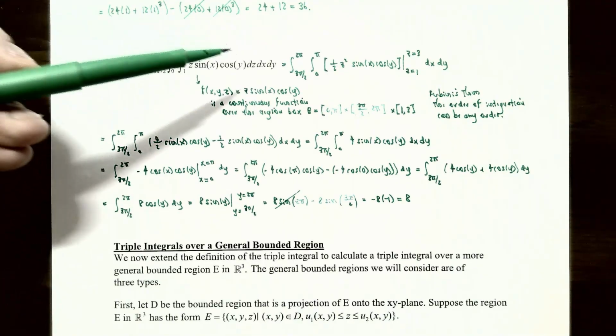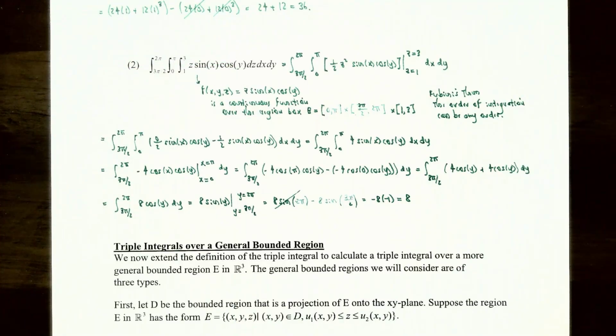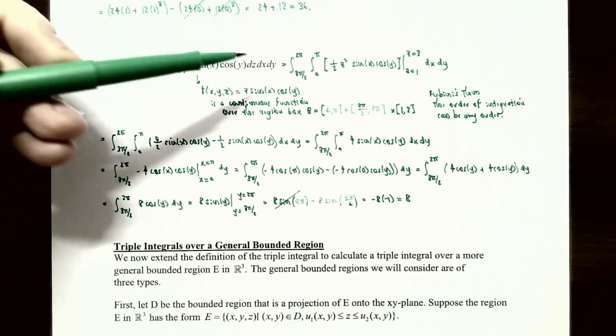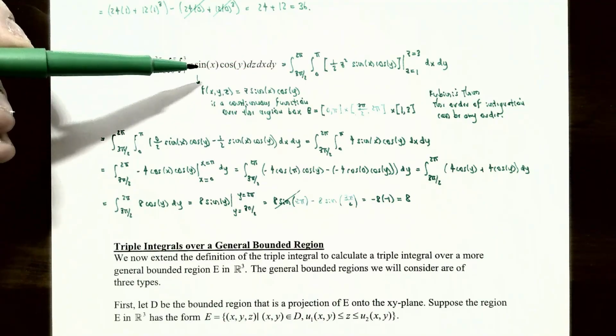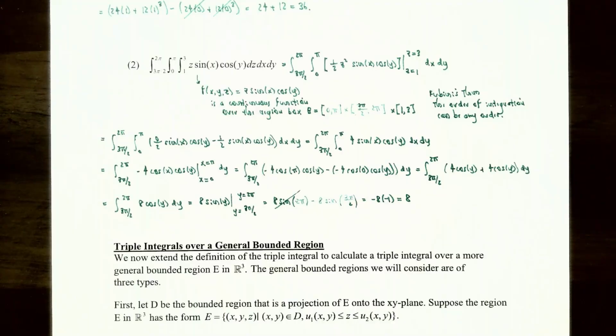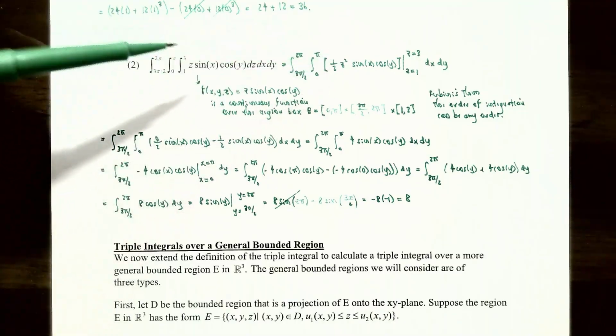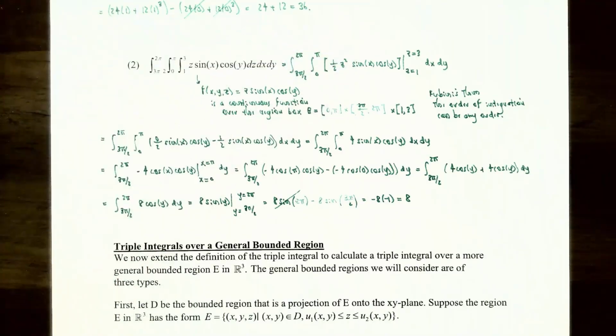So in this problem, we're going to integrate with respect to z first, while we keep x and y constant. Then we'll integrate with respect to x, where we treat y as the constant. And then finally, we'll integrate with respect to y. So z times sine of x times cosine of y, the antiderivative with respect to z will be 1/2 z squared. And then sine of x times cosine of y is just constants.